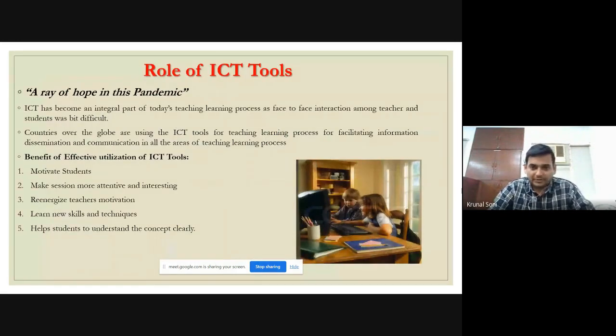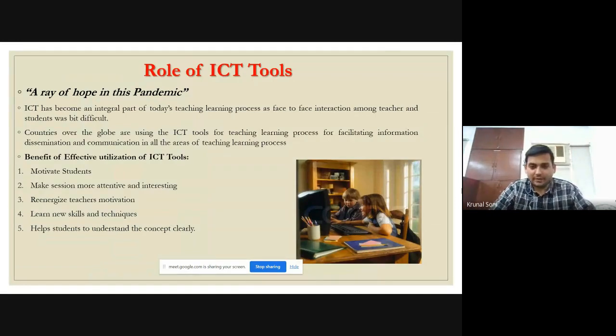So what is the role of ICT tools? ICT tools are a ray of hope in the pandemic, right? Because as we have already discussed, there was a challenge for academic institutes: how to run the academics, how to run the education, right?